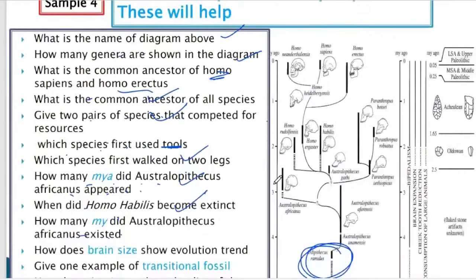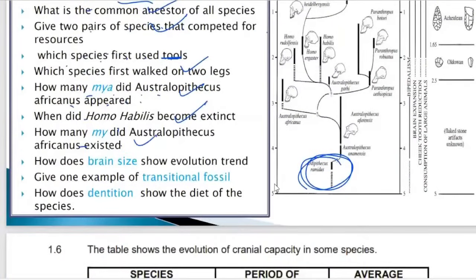Then they're saying, how does the brain size show evolution trend? We talked about that: the higher the brain size, the higher the number of cells, which leads to more intelligence. Give one example of a transitional fossil. An example of a transitional fossil is Karabo, Australopithecus sediba.